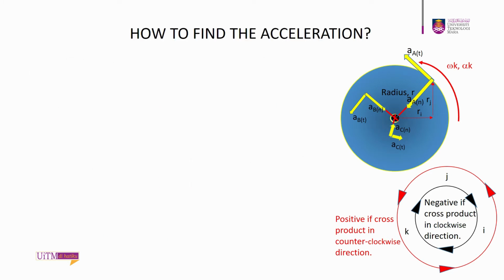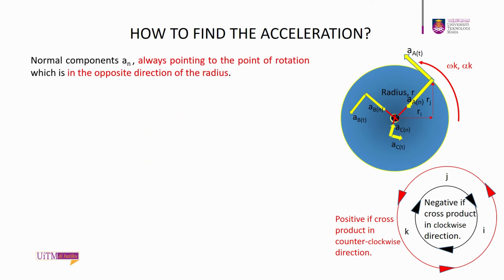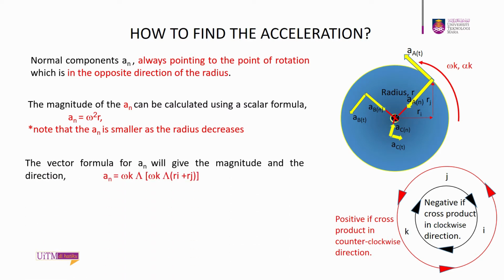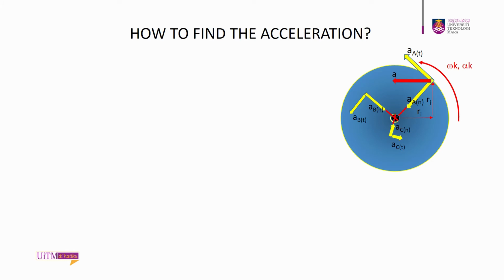If we are using a scalar, that is the formula. If we are using a vector formula, it's given by omega k cross, in brackets, omega k cross r in i and j components. To find the magnitude, we just use the Pythagorean theorem. Or we can just use a vector by combining the tangential and normal components.